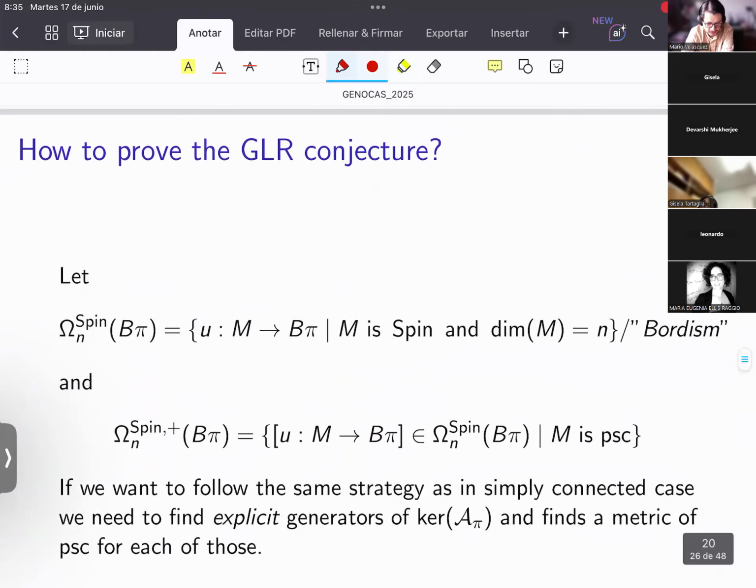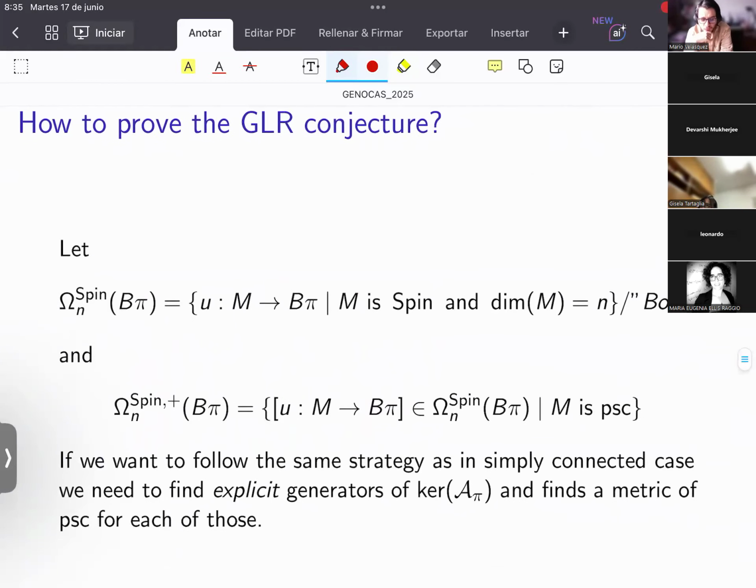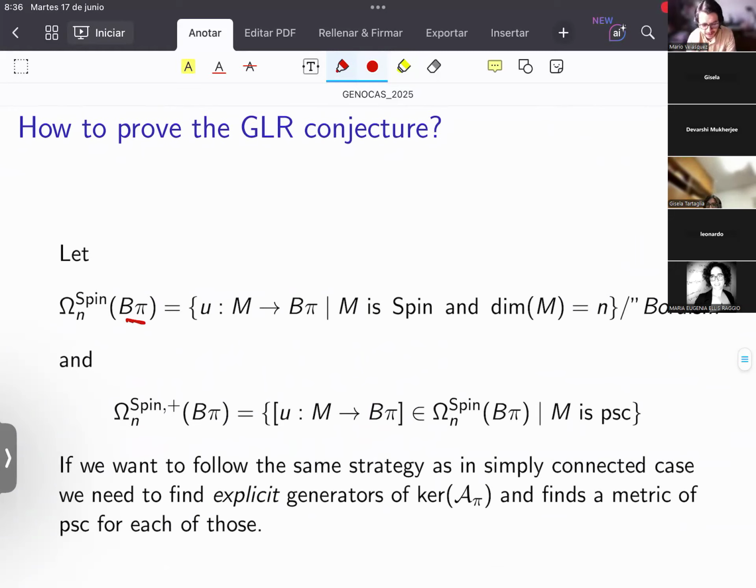How to prove this conjecture? We can try to follow the same strategy as Stolz. Then we need to define a convenient bordism group. It is the spin bordism group, but over the classifying space. How do we define it? We need to consider not bordism of manifolds. Instead, we consider bordism classes of maps from manifolds to the classifying space BP, and inside this group, we define the bordism classes of maps from a manifold to BP, where the manifold admits positive scalar curvature.